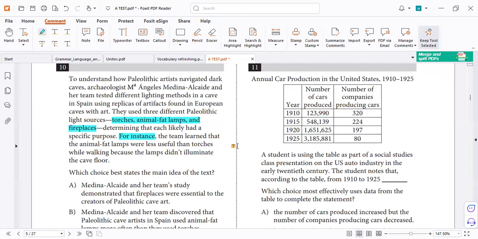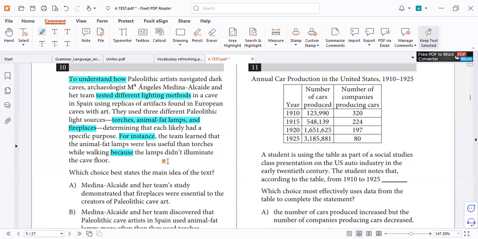Look again to understand how they tested. So why did they test? "To" plus infinitive means purpose. They tested different light methods to understand. So this is the main idea. When you are going to look for the main idea in the beginning, any idea not mentioned is wrong.